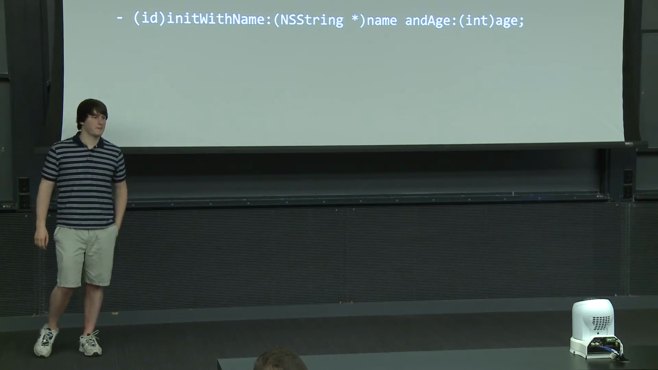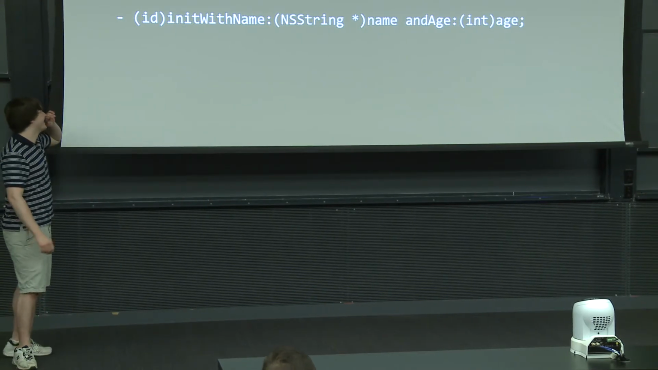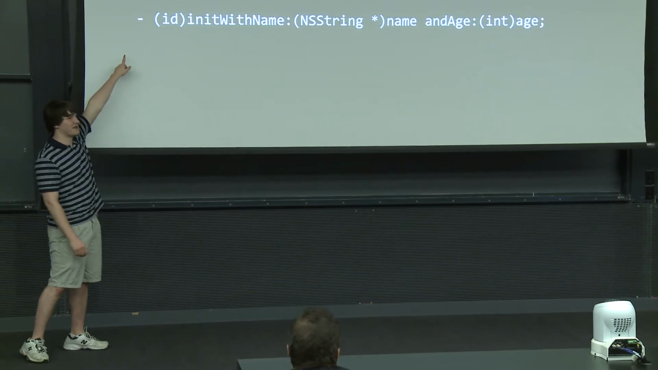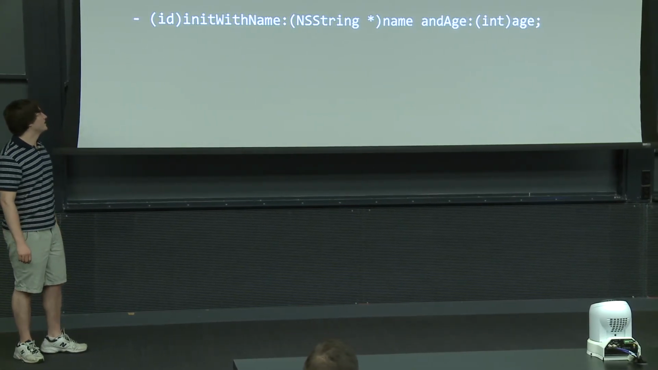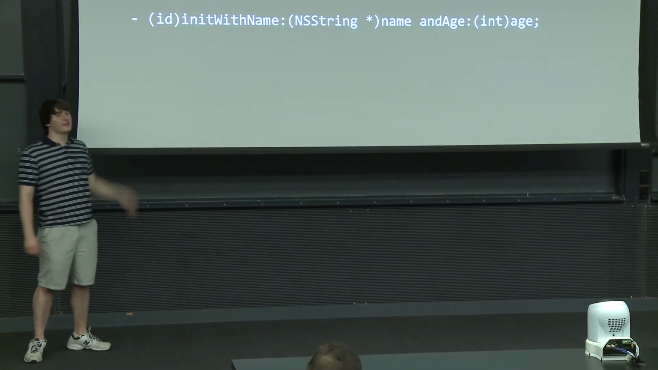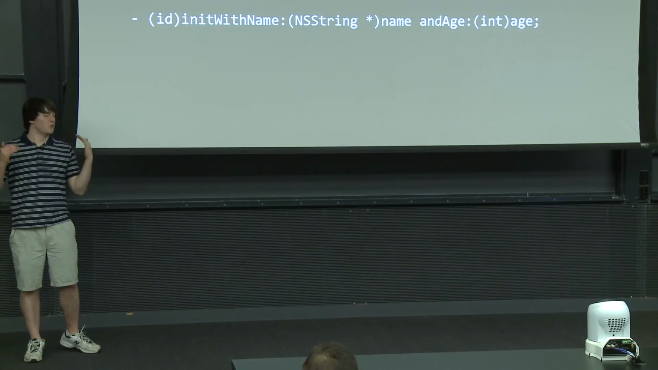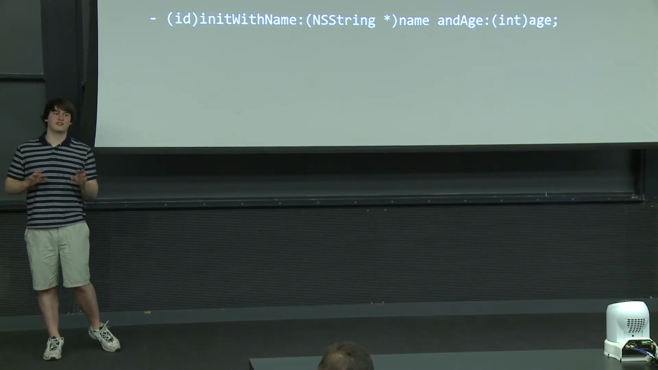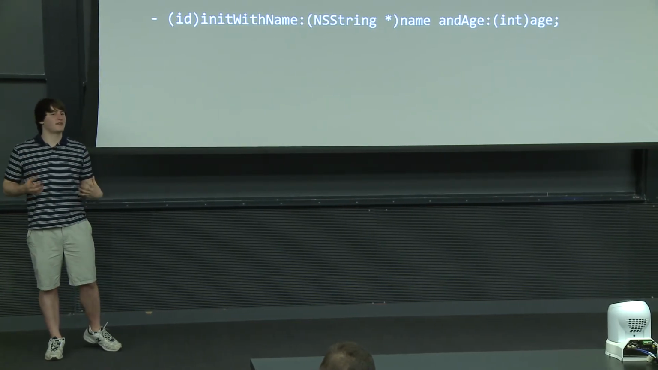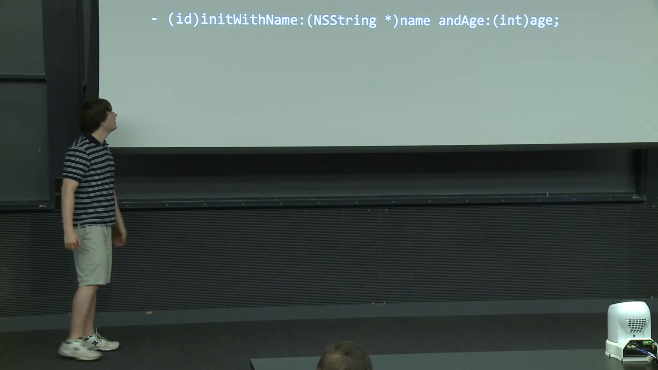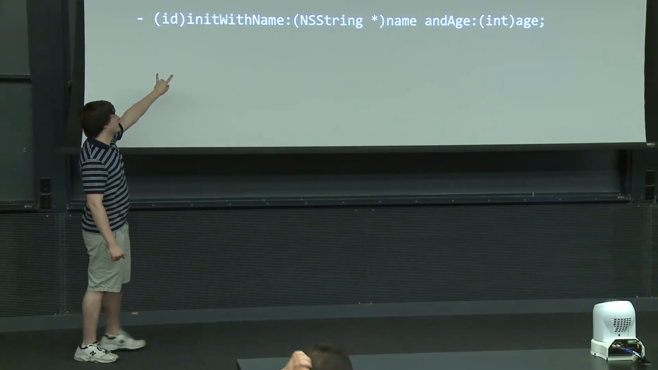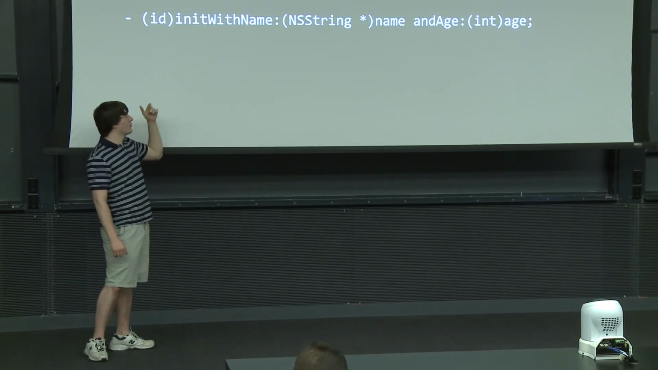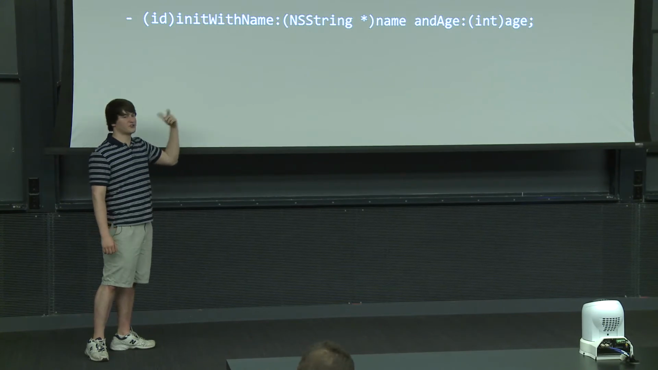Could you just go over that one more time? This whole thing? Okay, so we have an instance method. It is returning an ID, so that's just the way it is. If you wanted, you could say student star, but you shouldn't. You should say ID because any initialization method pretty much returns ID. Then the convention is that you're going to init, and then with is also pretty much the convention.